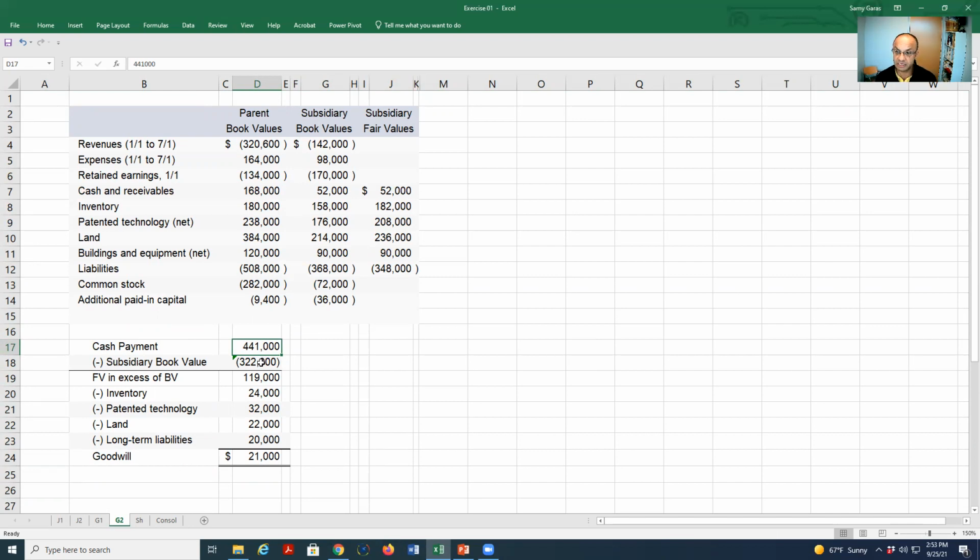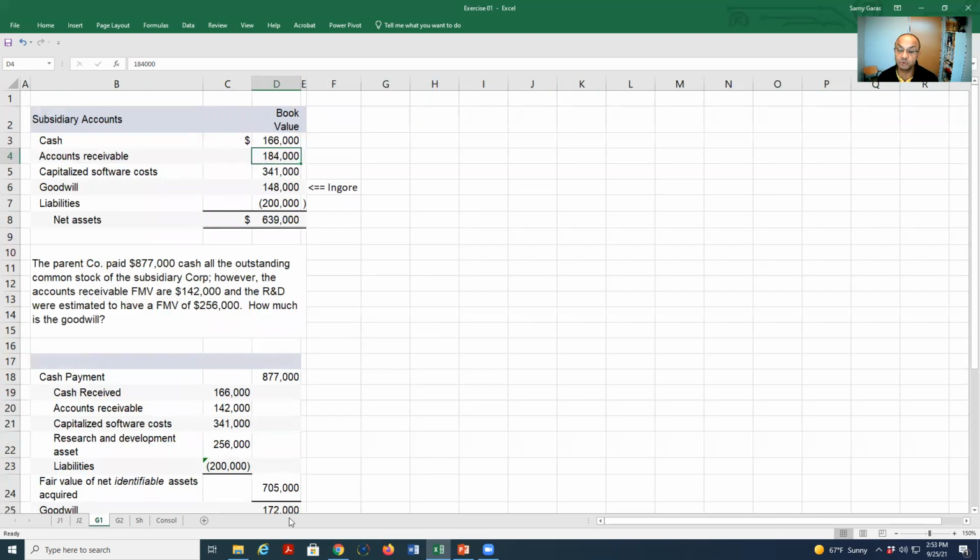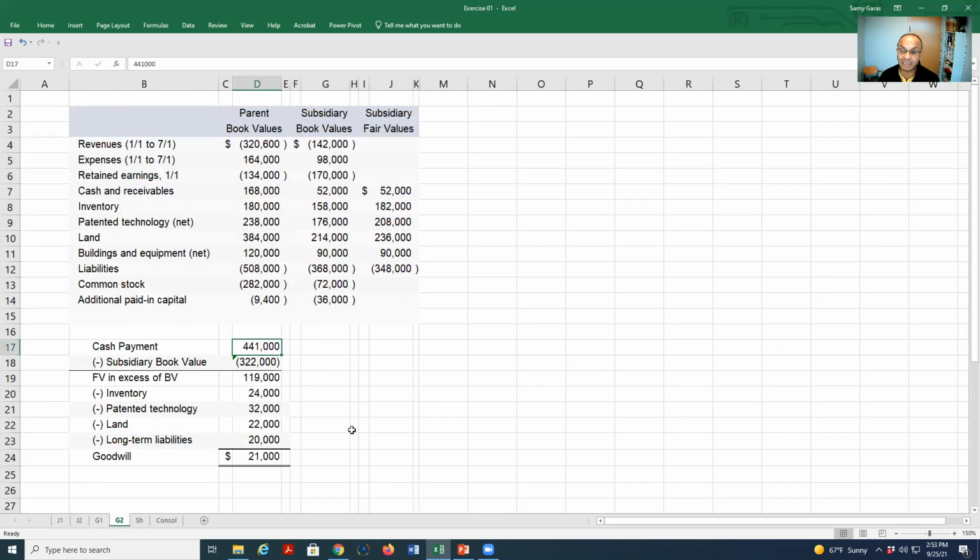So what is the difference between this exercise and the previous one? Is just getting the goodwill, which is 119. And in the previous example, I put all the goodwill in one account, which is 172. But here we split the goodwill among the assets to get all the differences between them. So if you check the difference between the fair value and the book value of the inventory, you will find it 24. The difference between fair value and book value of the patent, you will find it 32. And then the difference between the land, fair value and book value, 22. And the long-term liability, you will see it's 20. And of course, the building has no difference.